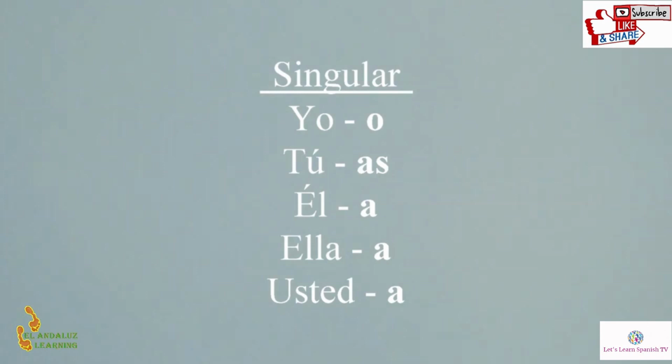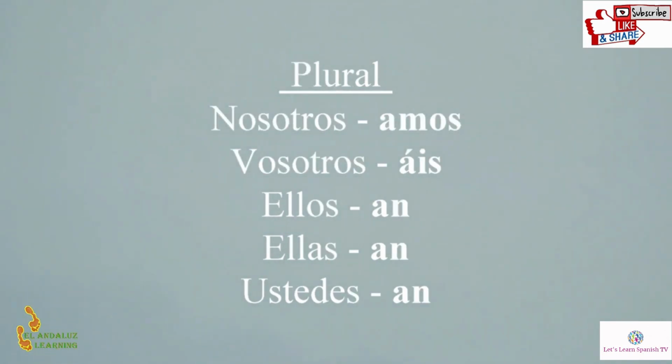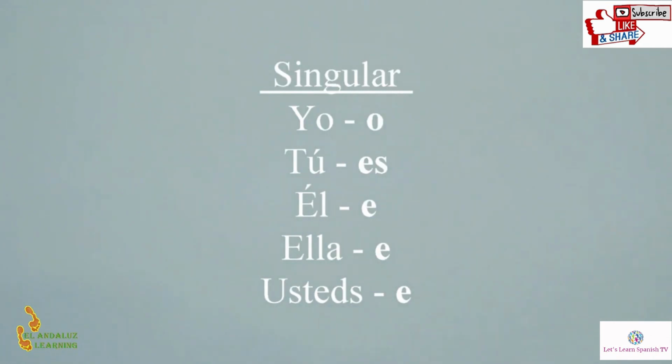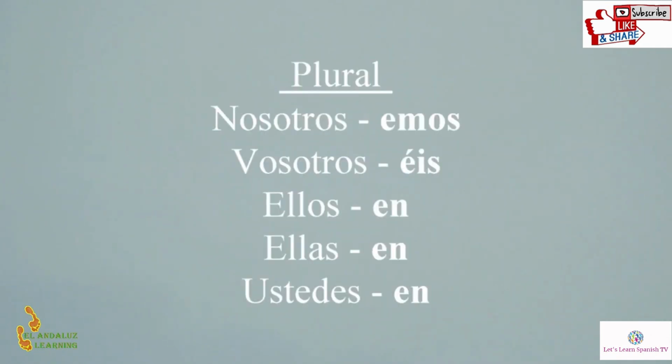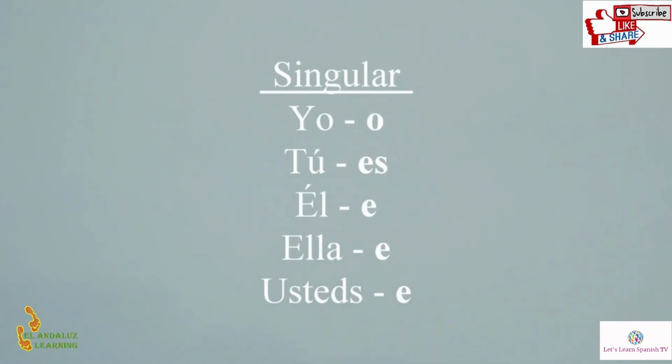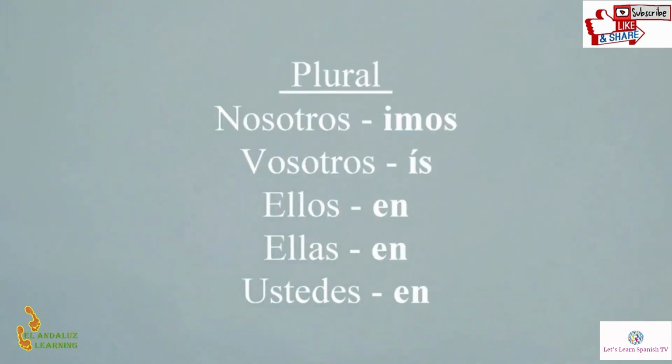For the AR verbs, the endings are as follows: singular, o, as, a, plural, amos, ais, an. For the ER verbs, the endings are as follows: singular, o, es, e, plural, emos, eis, en. For the IR verbs, singular, o, es, e, plural, imos, is, en.